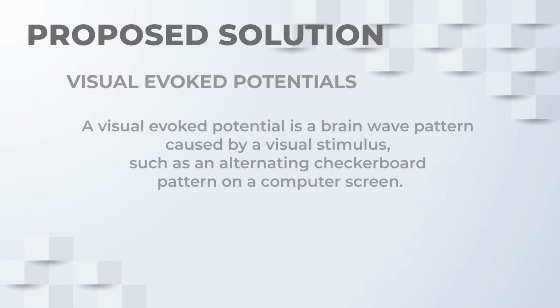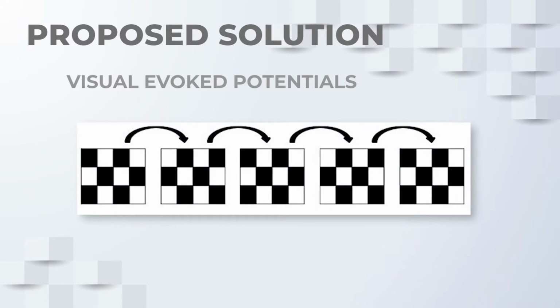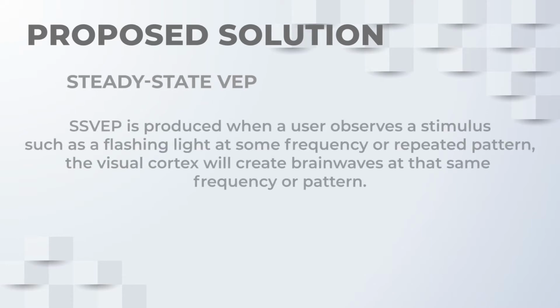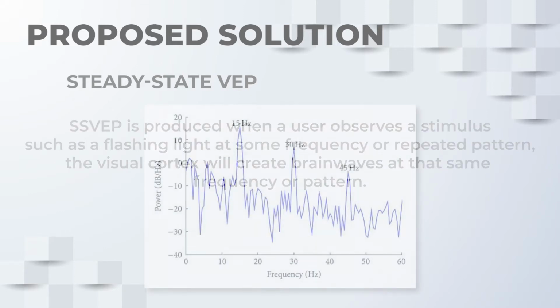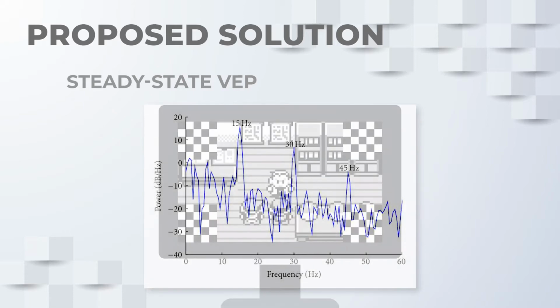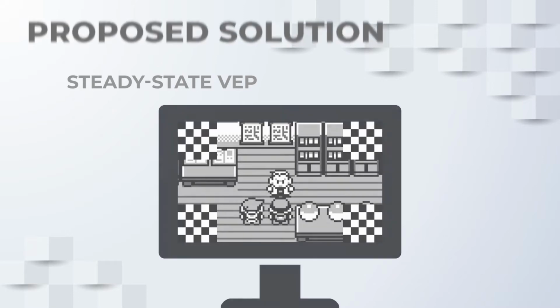A visual evoked potential is a brainwave pattern caused by a visual stimulus, such as an alternating checkerboard pattern on a computer screen. We specifically focused on steady-state visual evoked potentials. SSVEP is produced when a user observes a stimulus such as a flashing light at some frequency or repeated pattern. The visual cortex will create brainwaves at the same frequency or pattern. By flashing our visual cues at different frequencies, we are able to measure which one the person is looking at, and therefore which game input they want.